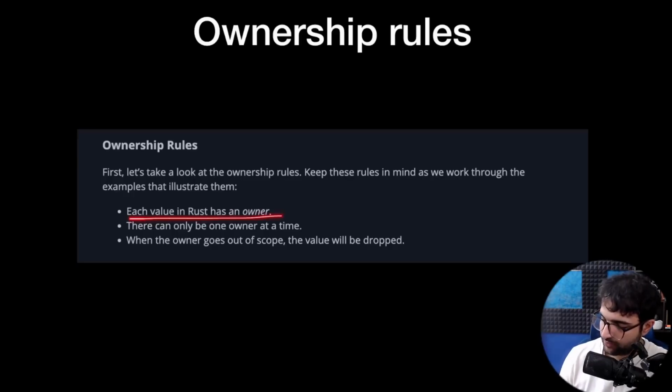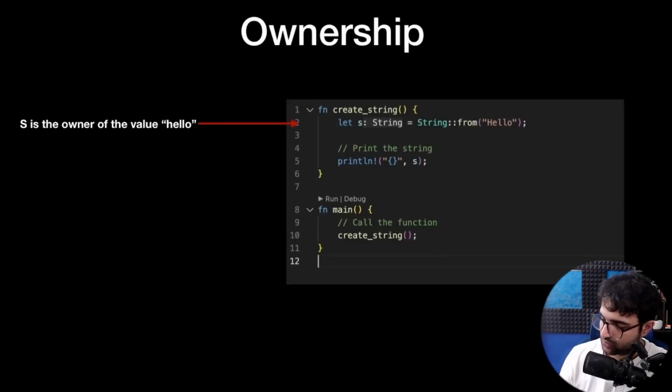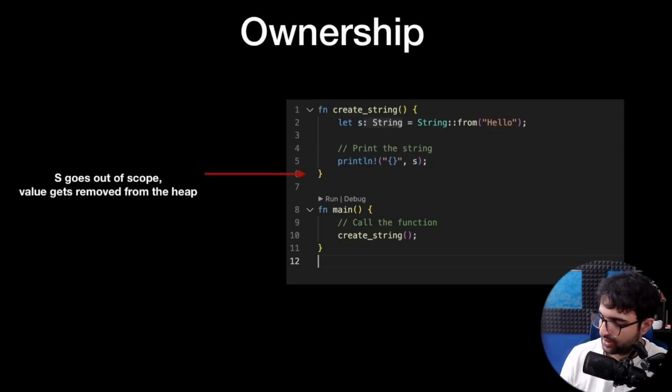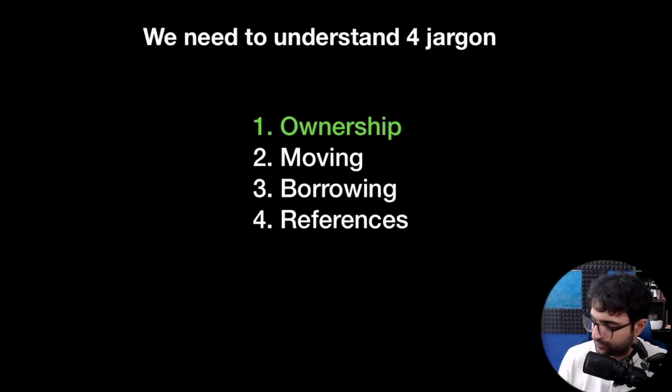So every value in Rust has an owner. There can only be one owner at a time. When the owner goes out of scope, the value will be dropped. S is the owner of the value hello. Whenever S goes out of scope, which happens over here, what does going out of scope mean? Whatever braces it was inside, those braces have ended. Whenever this function ends, control reaches here, the function has ended, which means S goes out of scope. If S goes out of scope, it means you can clean up the data from the heap.